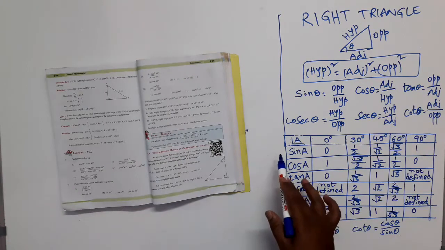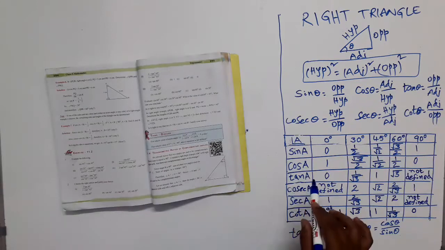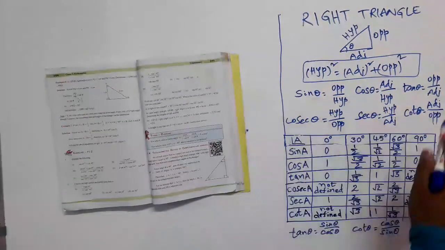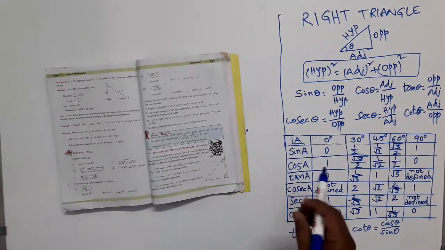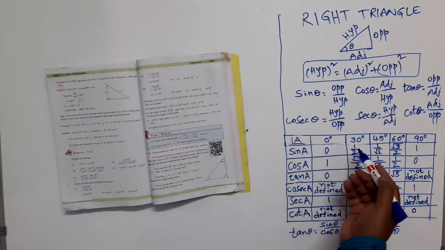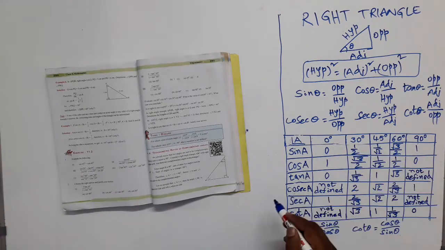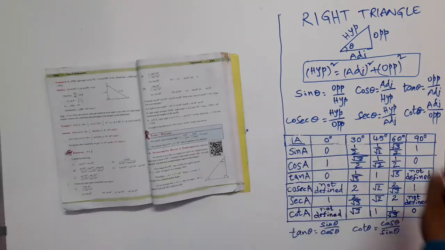This table gives us the values of all six trigonometric ratios for specific angles. That means we have found the values for 0 degrees, 30 degrees, 45 degrees, 60 degrees, 90 degrees. Values of all these 6 trigonometric ratios. We have written them here in this table.